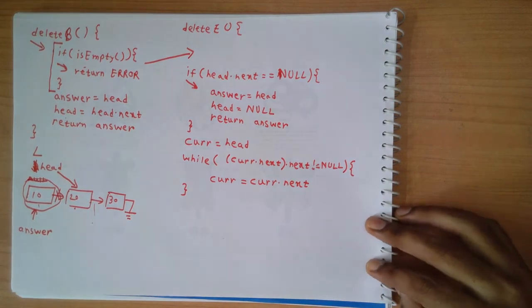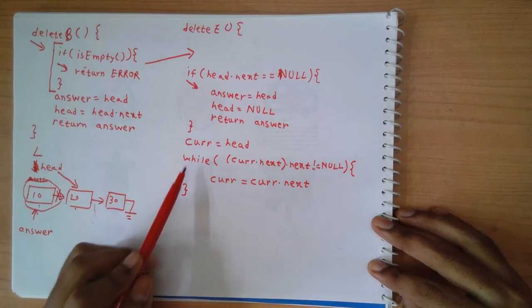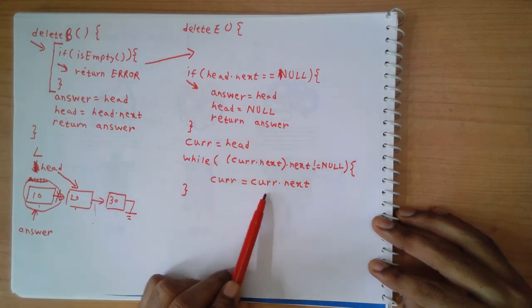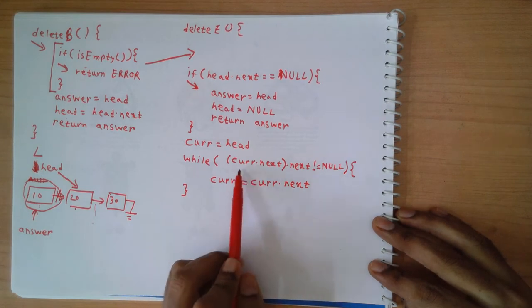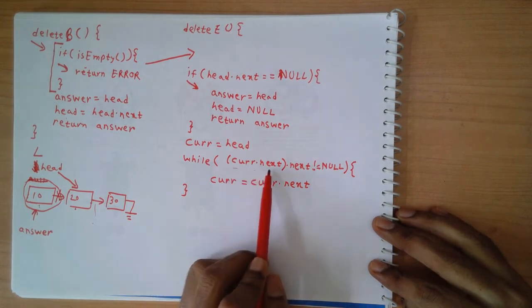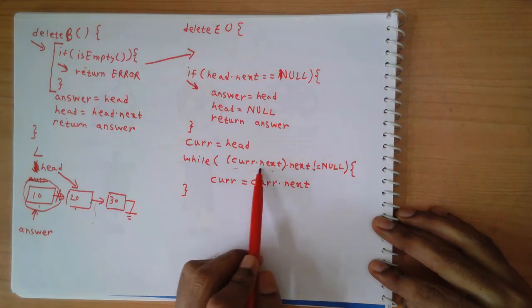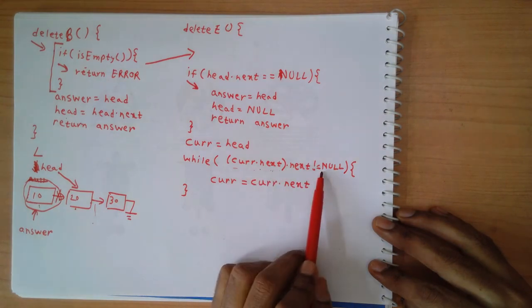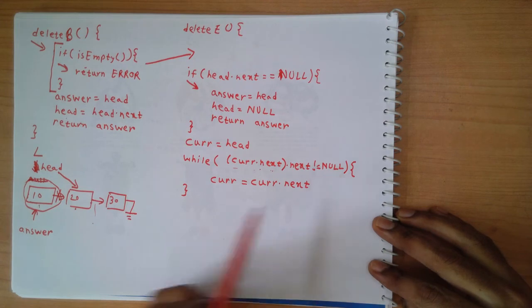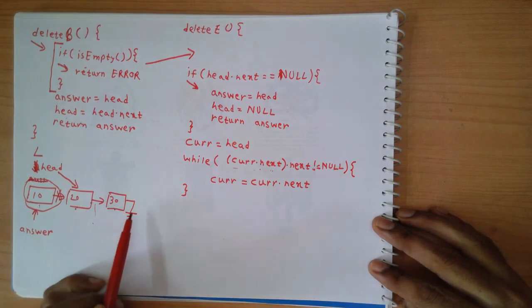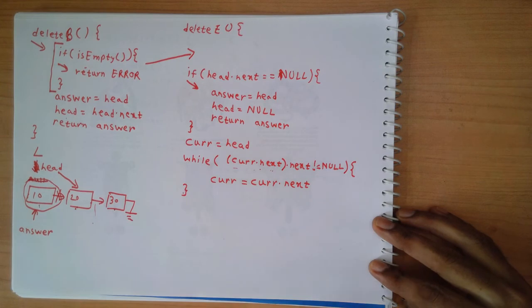I'll just tell it again. With this looping construct, we are moving in the list one node at a time, and we want to stop when we encounter a node such that when I look at the next node after the current node, and for the next node when I look at the next, I'm getting null, which means that after this node there is one more node, but after that the list terminates. That's when I will break out of the loop.